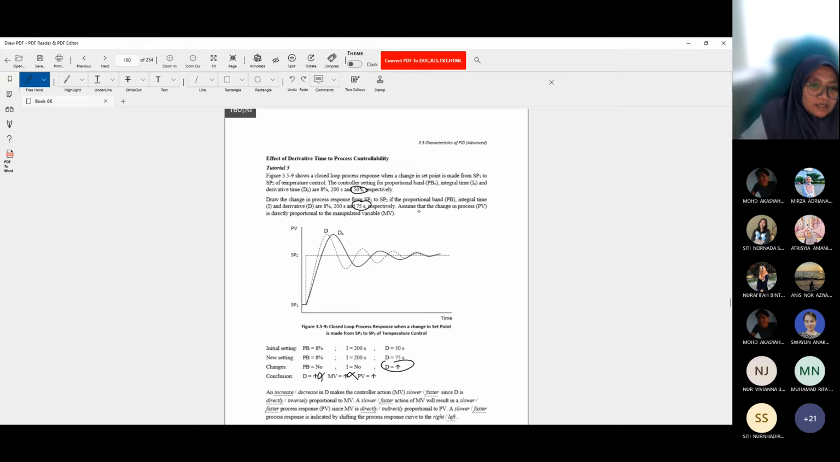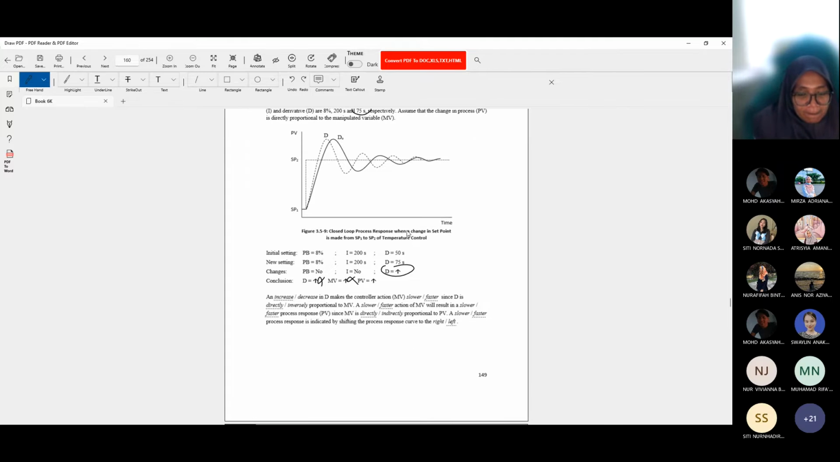Yang ni lah. You ada dua je yang you perlu tahu. PV decrease, maksudnya that process is slow. So masa yang diambil lagi lama. So dia akan shift to the right. Kalau PV increase, that process is fast. So kalau fast, masa yang diambil lebih cepat, lagi singkat. So that's why dia shift to the left. Boleh? Boleh.